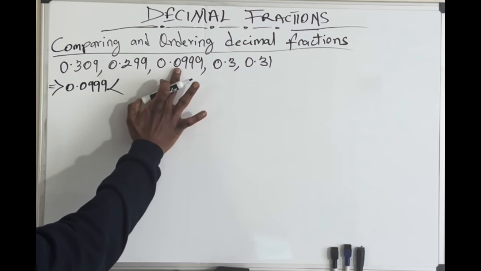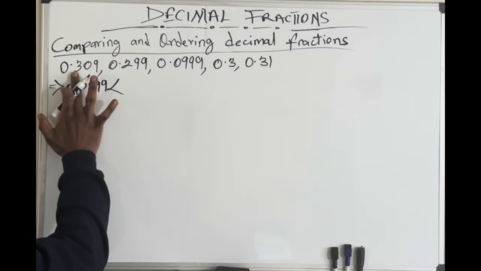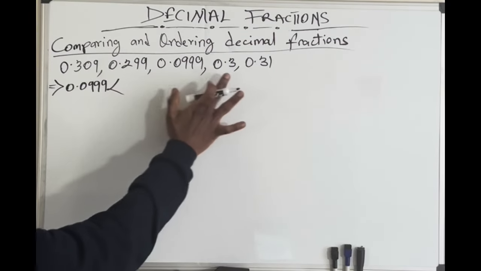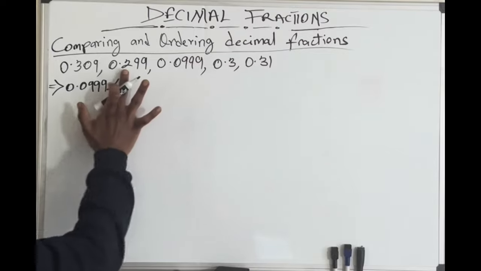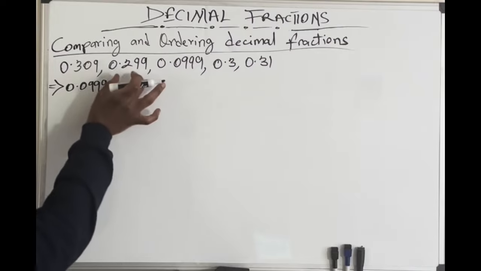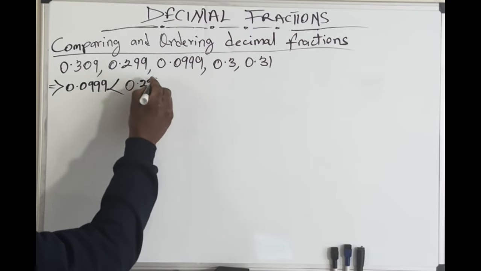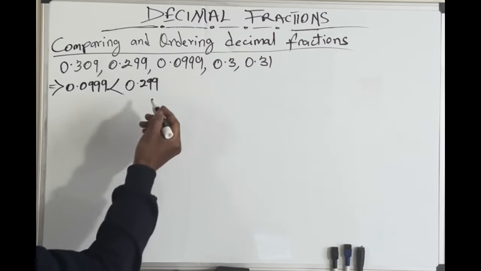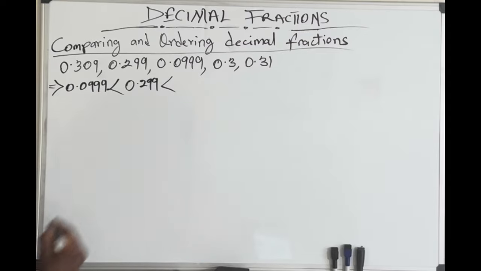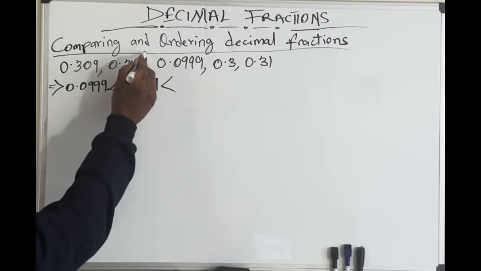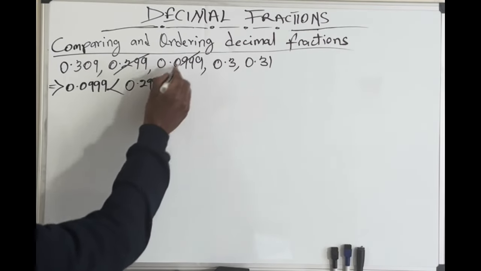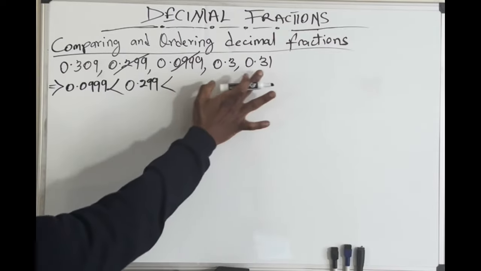From 0, we go to 1, but we don't have anyone here. We don't have anyone here, but we have 2/10 here. And 0.299 will be the next, and then that will also be less than. Okay, so let's cancel. We are done with this. We've taken this out.